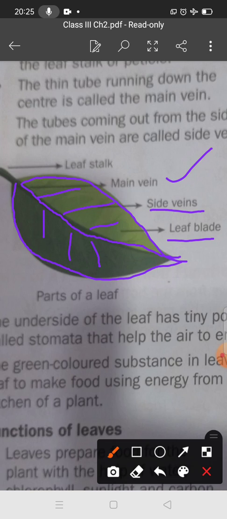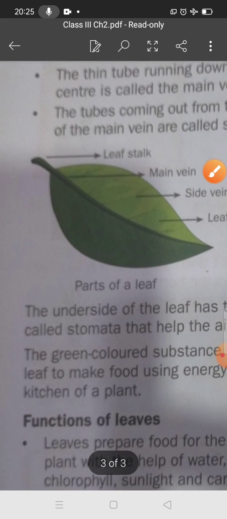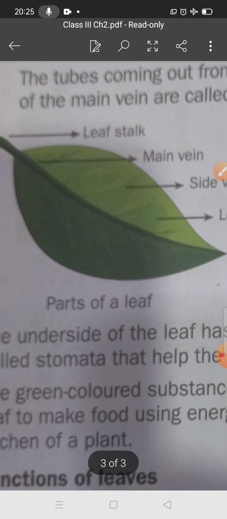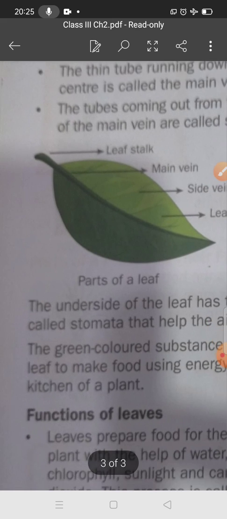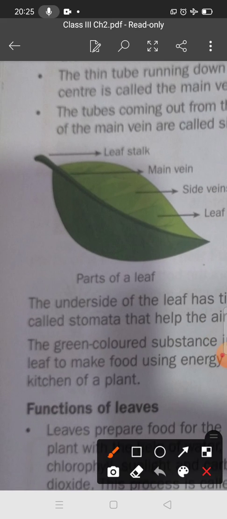Now, what about the stomata? The lower surface of the leaf has many pores. The underside of the leaf that has many pores are called stomata. And what is the function of the stomata? The plants breathe through stomata. And what is the color of this leaf? Yes students, green color. And you know, the leaves are the kitchen of the plant, because they prepare food for the plant.